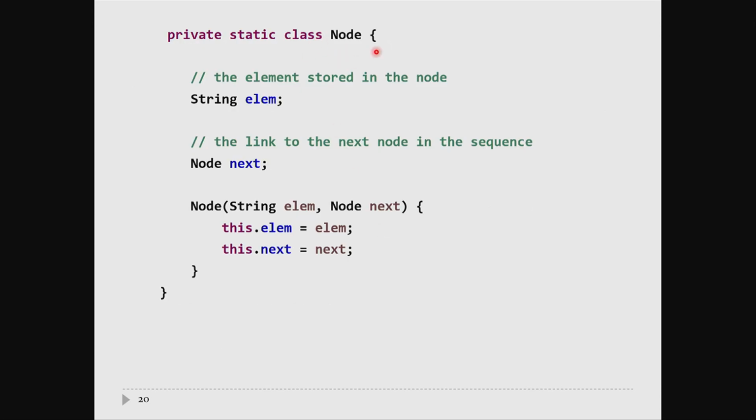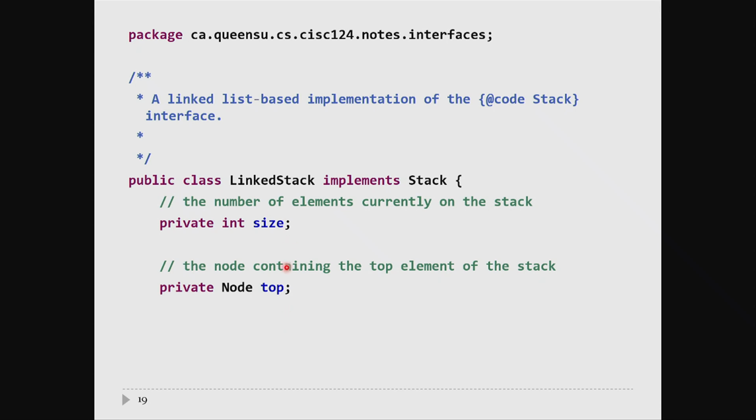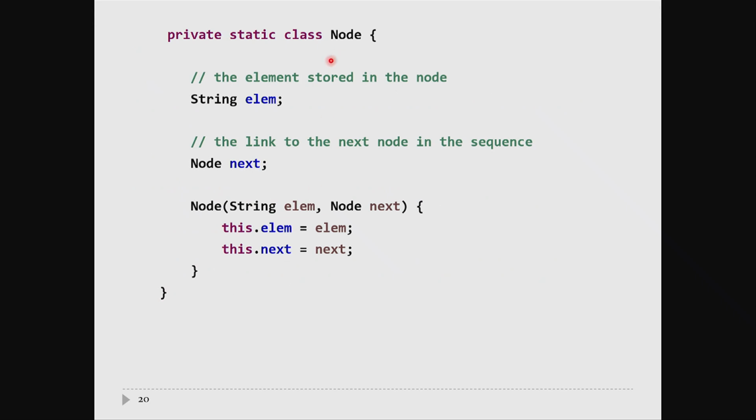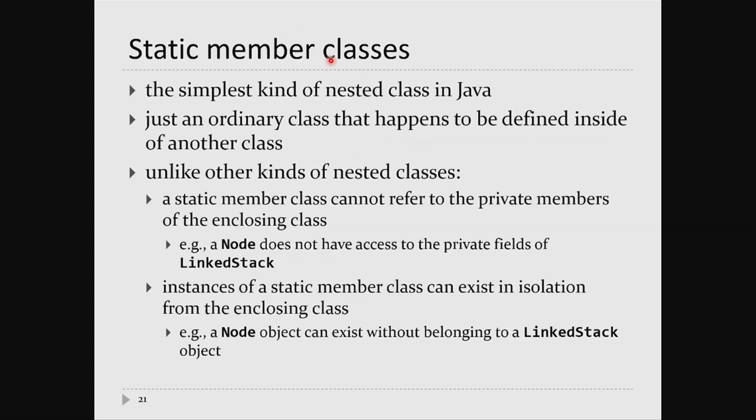So this is a static nested class. So node cannot see size and top. Node knows nothing about the stack class itself. So you should think of node as being completely independent of stack. Stack, however, can see inside of node, but node cannot see outside of itself. So node can't see the details of stack. In other words, node does not have access to the private fields of the linked stack.